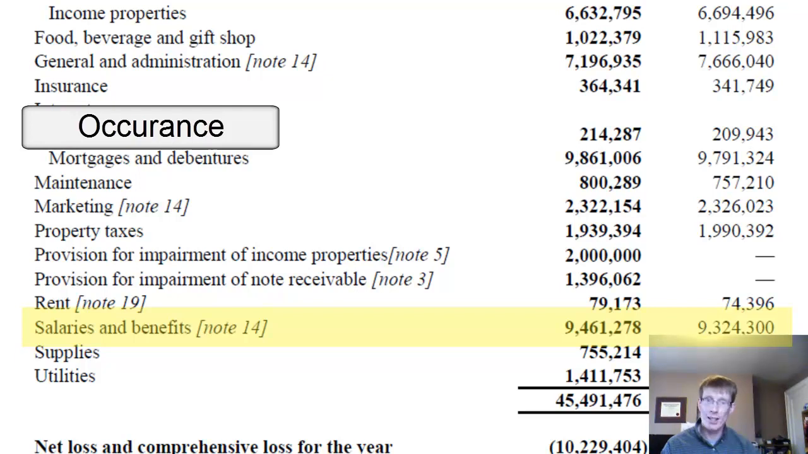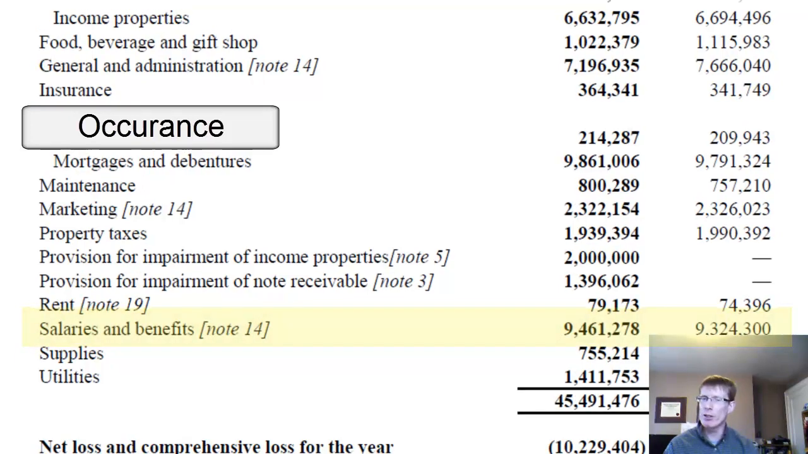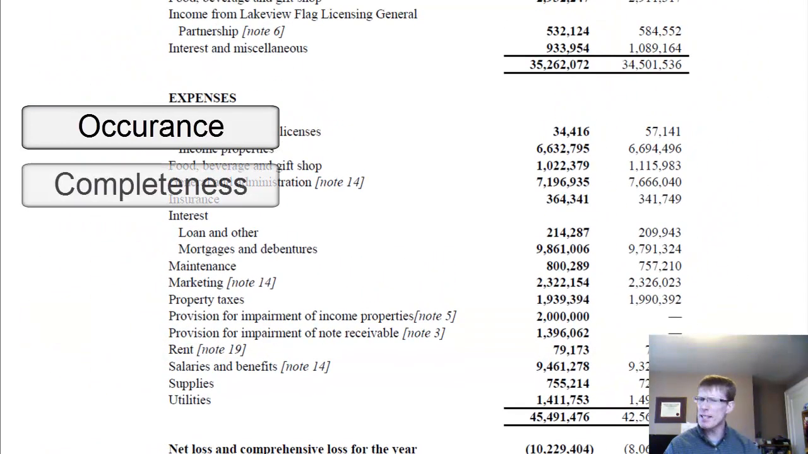We first could look at how the employees were paid. We could look for evidence that the employees performed the work by looking at their time cards. We could check how much these employees were paid by looking at their wage rate or salary in their personnel files. All of these things would help us verify that the payroll expense reported actually occurred. Now, completeness is the opposite. That is to ensure that all transactions have been reported.